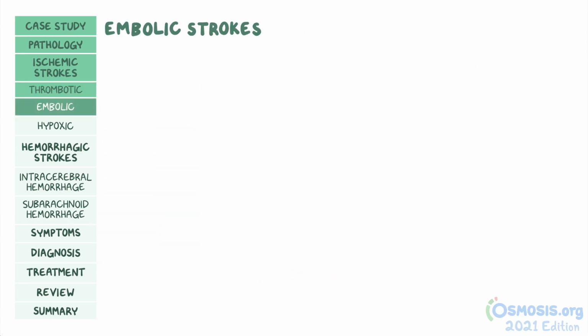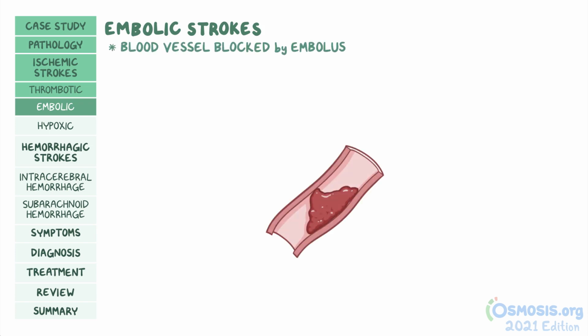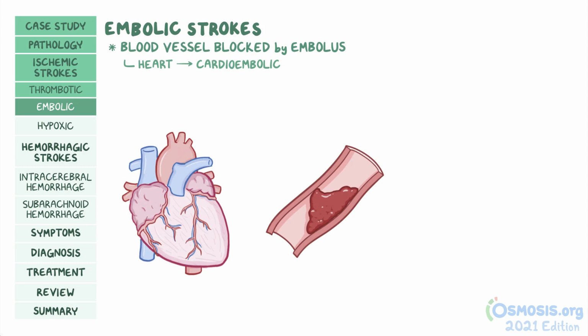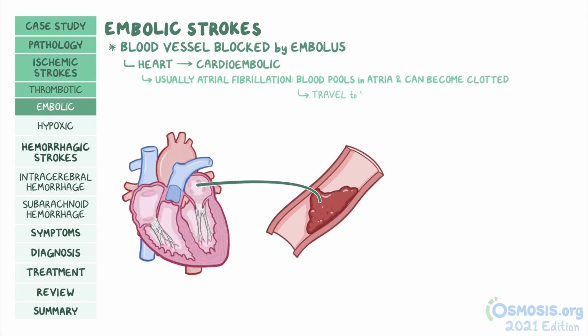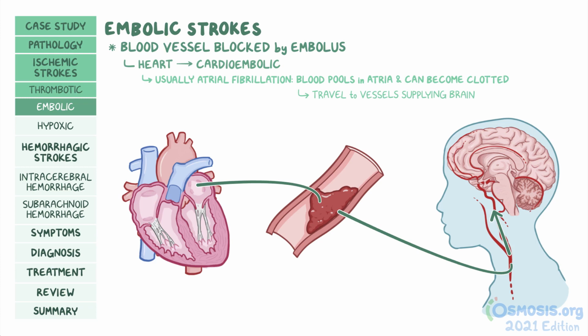Next, embolic strokes occur when a blood vessel is blocked by an embolus. If it arises from the heart, it's called cardioembolic, and that usually occurs in the setting of atrial fibrillation, where blood pools in the atria and can become clotted. That clot can then travel up to the blood vessels supplying the brain.